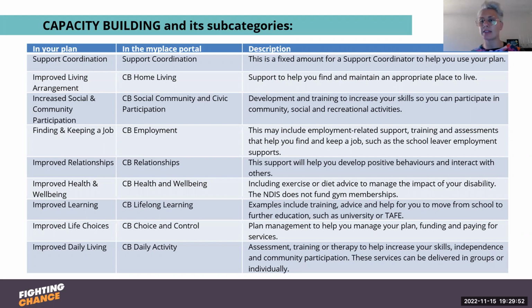And so it just depends. It's obviously more flexible if it's all in the improved daily living or CB daily activity budget. NDIS, and there's just a point there that NDIS don't fund gym memberships.